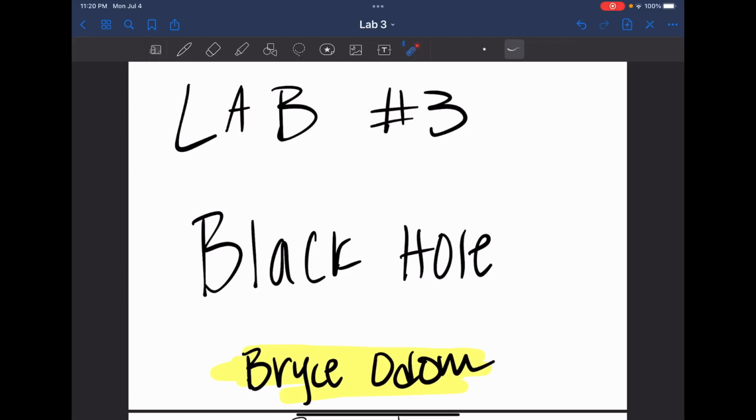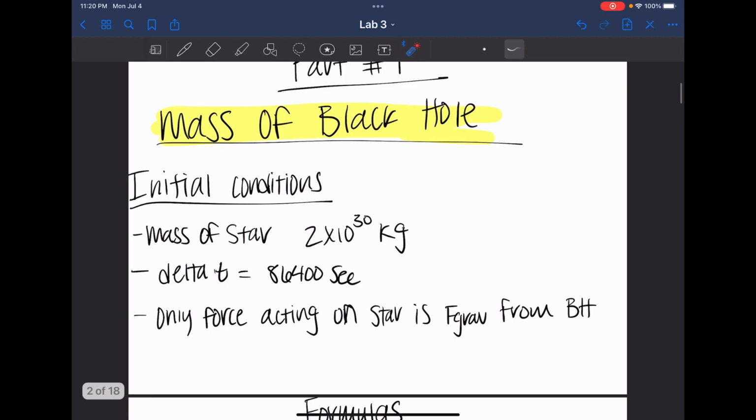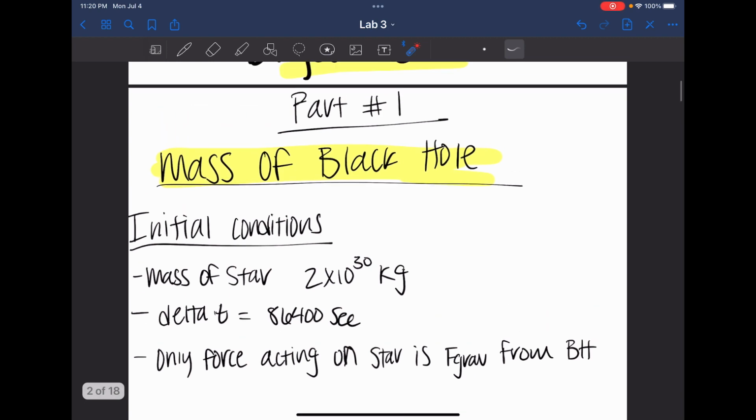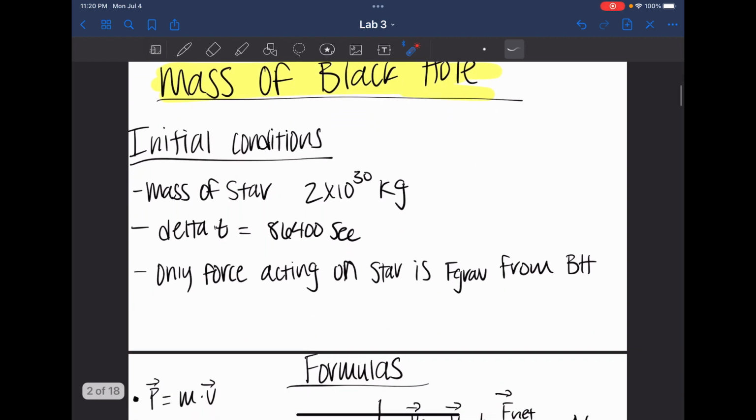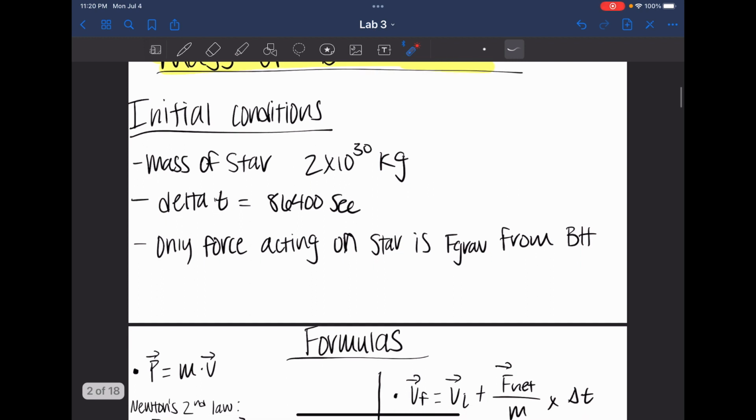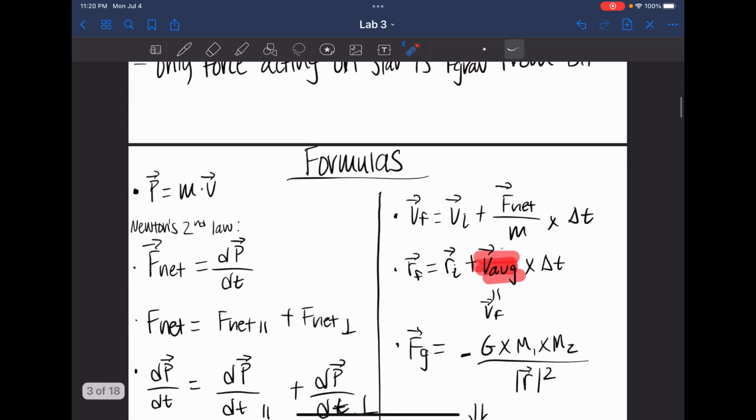Hello, my name is Bryce Odom, and this is Lab 3, a black hole. In part 1, we had to calculate the mass of the black hole, and these were our initial conditions that were given: the mass of the star, delta T, and then the only force acting on the star was F grav from the black hole.